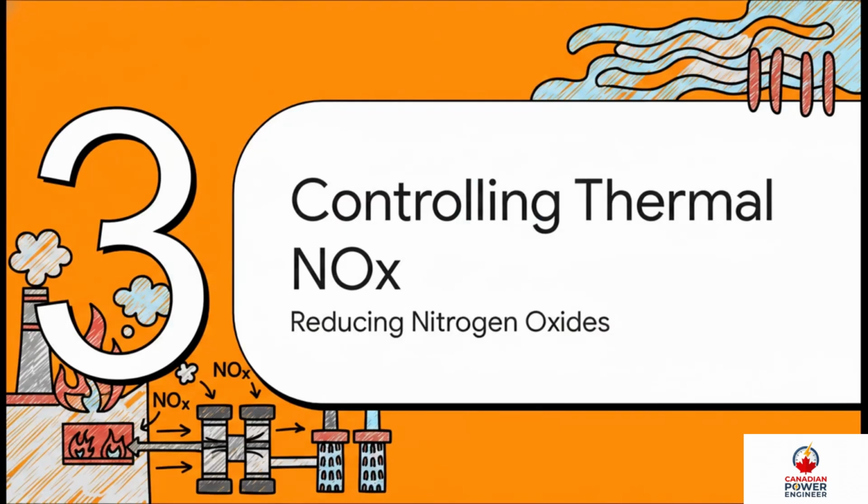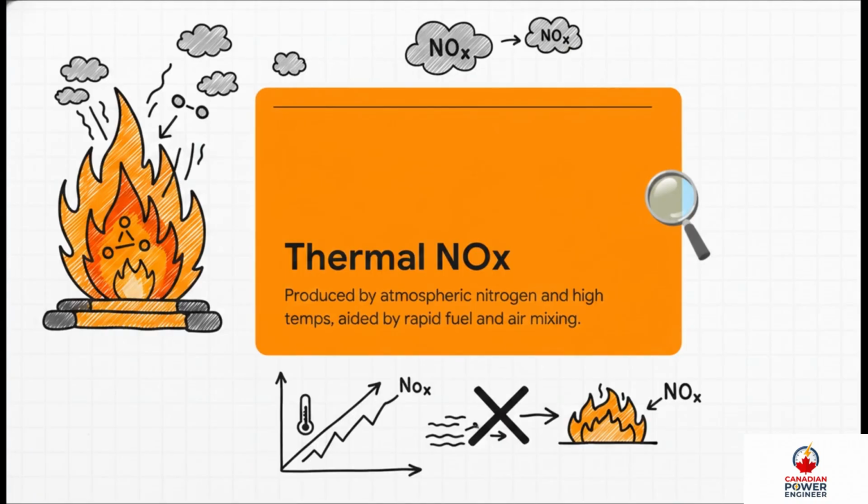Section 3. Controlling thermal NOx. Moving on from sulfur, we have to talk about nitrogen oxides, or NOx. This requires a totally different mindset. Because while sulfur comes directly from the fuel, NOx is largely a product of the combustion environment itself inside the furnace. Thermal NOx is the real enemy here.